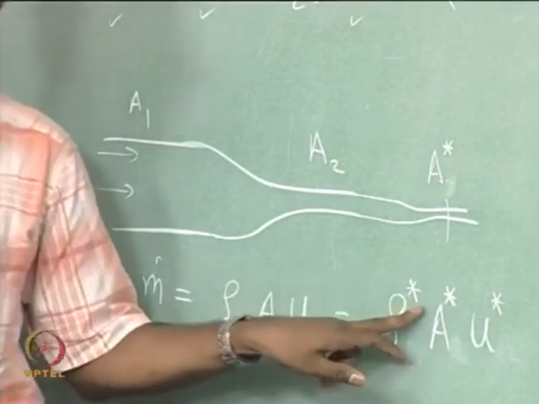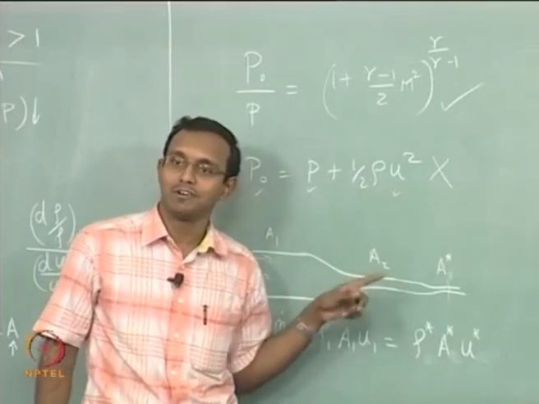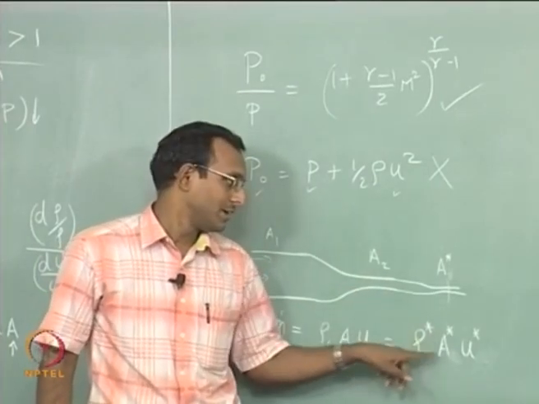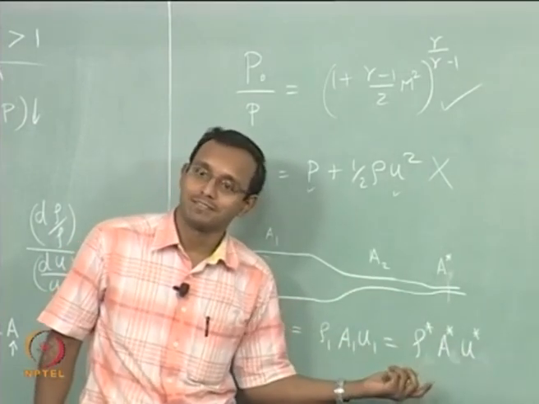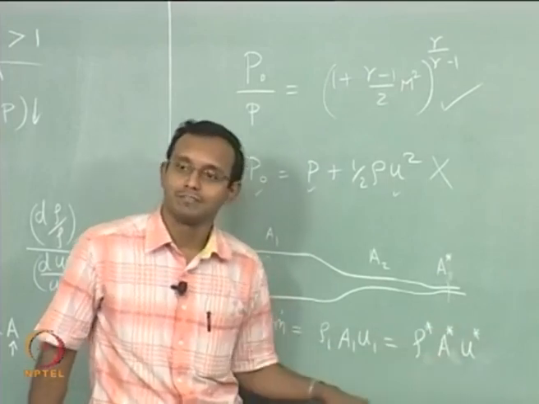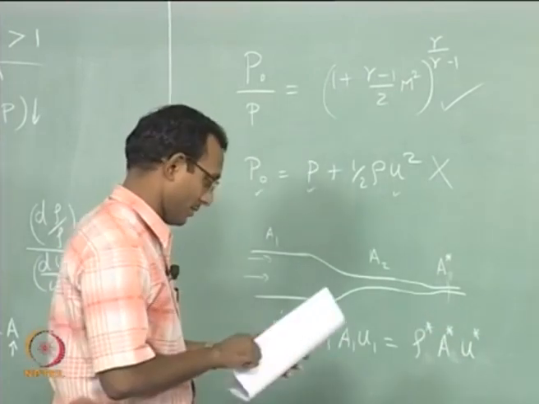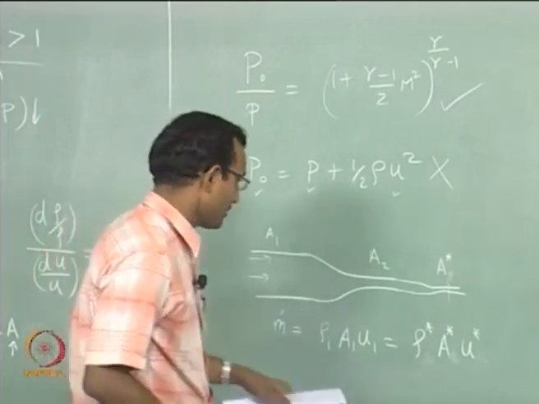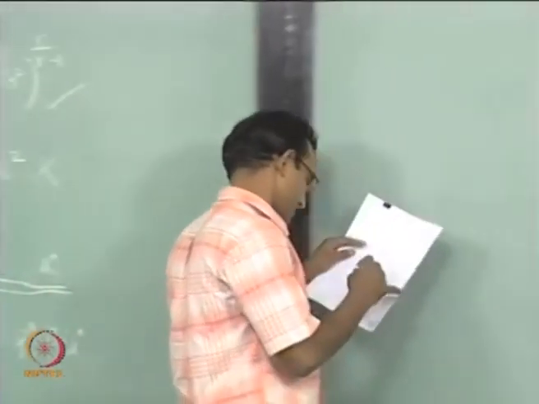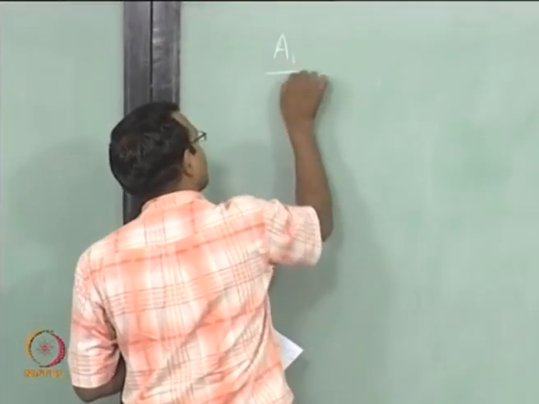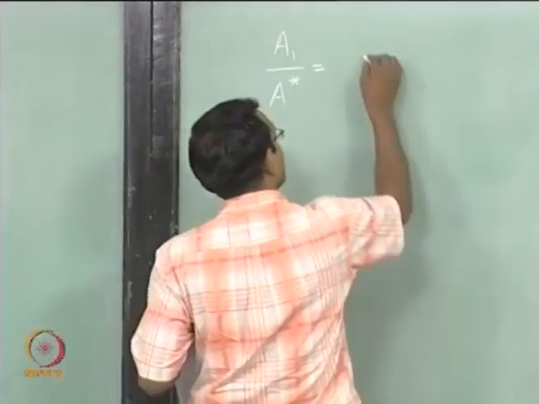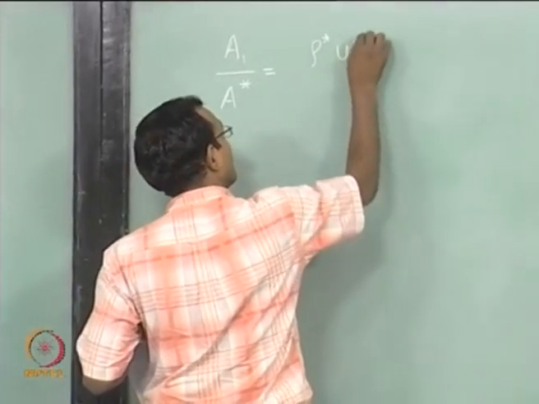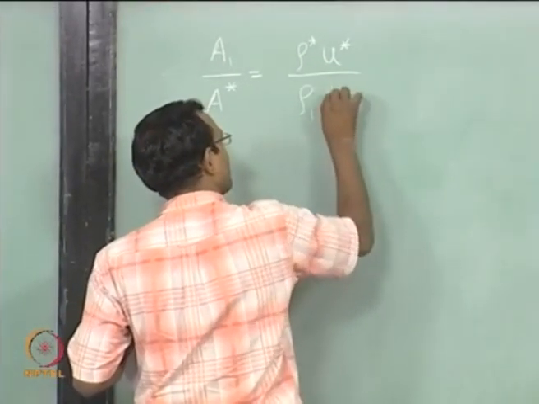Rho star is the density at that condition if M equal to 1 happens. Area is that particular area, and u star is the velocity at M equal to 1, which will just come out to be the speed of sound. So, we just have to substitute things inside there. I want to find an expression for A1 by A star. A1 by A star will be rho star u star by rho 1 u 1.